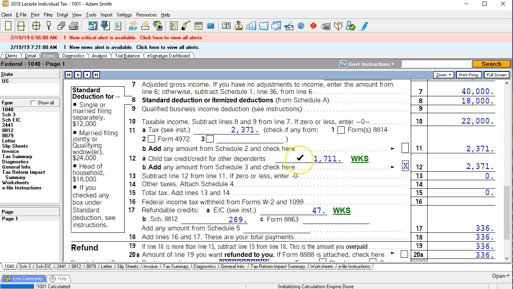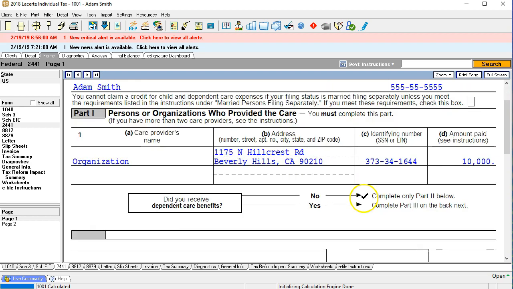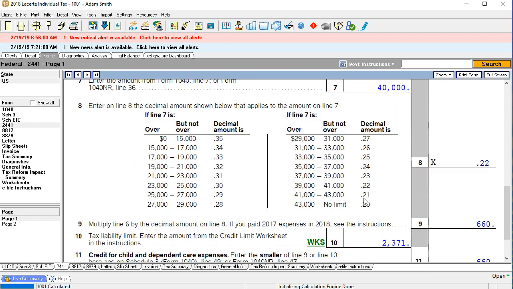We have the child tax credit up top, $1,711. That's not what we're concentrating on here. We are concentrating on the child and dependent care expenses credit, and that's going to be included here. So you see there's a jump from this credit up to the $2,371. That jump is included in Schedule 3. On Schedule 3, here's the $660 for the credit for child and dependent care, which is coming from Form 2441. Here's 2441 with the calculation.